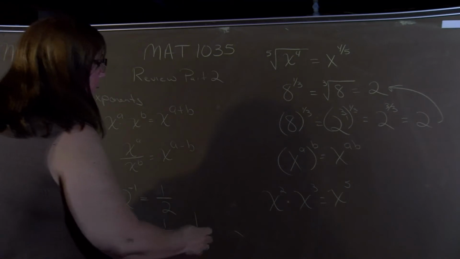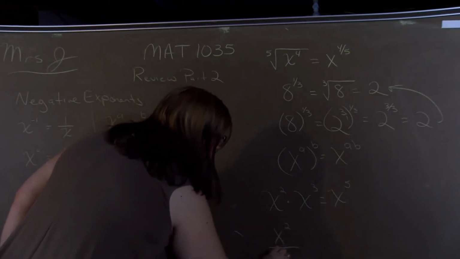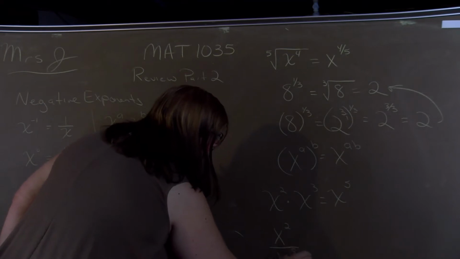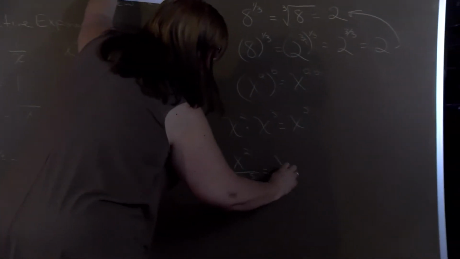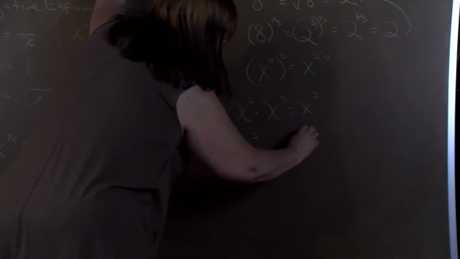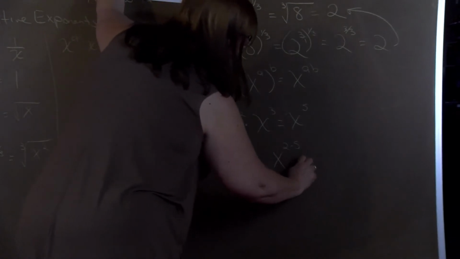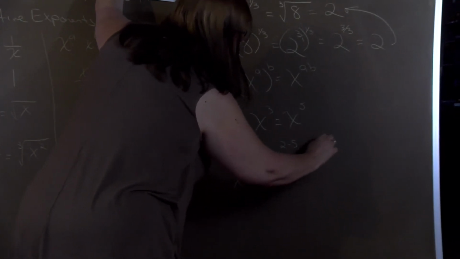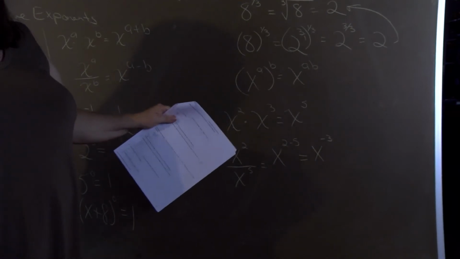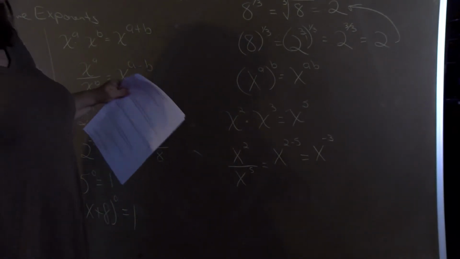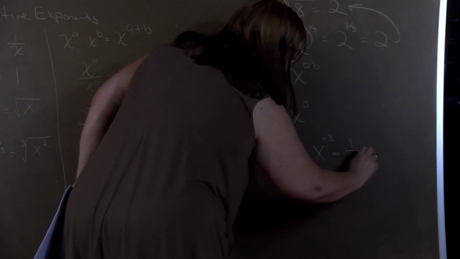So if we had x squared over x to the 5th, that would be x to the 2 minus 5, because top minus bottom, which is x to the negative 3. But when you finish a solution, you should never have a negative exponent. You should always reduce them. So that would be 1 over x cubed.